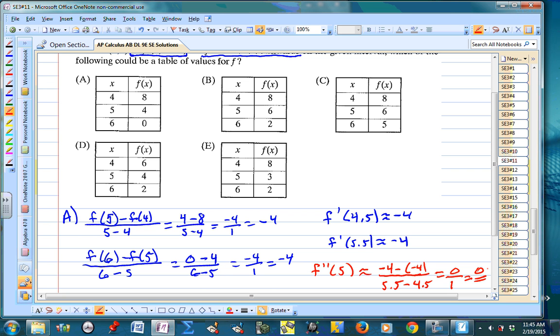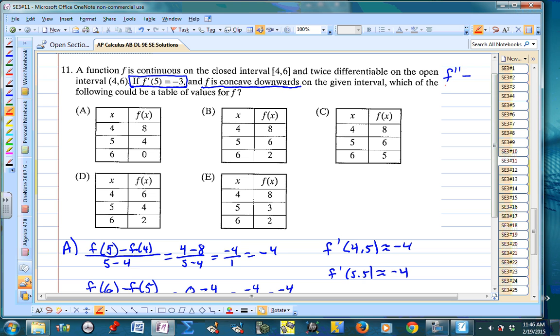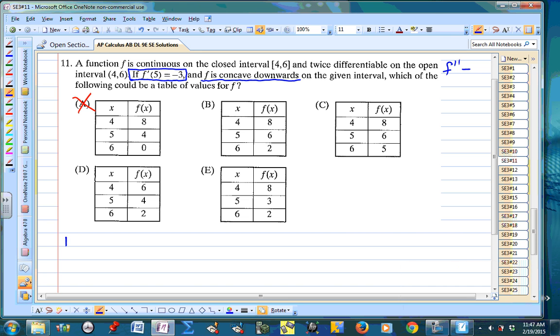Well, we don't know that these are exact values, but our estimates lead us to believe that the second derivative is 0 in the neighborhood of x equals 5. And if the given information tells us that f is concave downward on this entire interval, then f prime prime is supposed to be negative. So all we've concluded so far is that A is not going to be the answer we choose. Now let's repeat this process for table B.